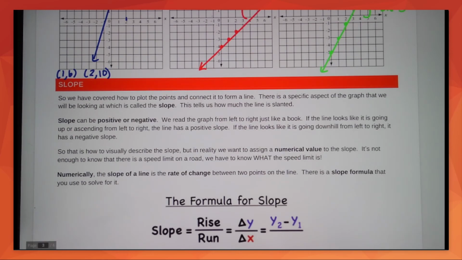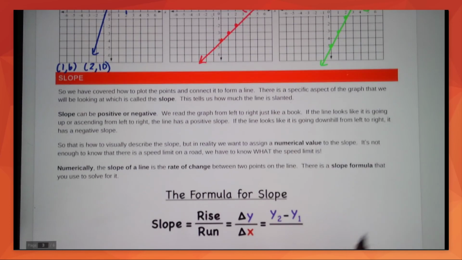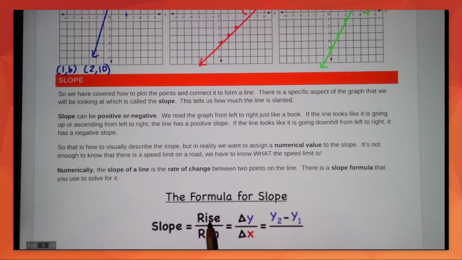So that's how you could visually describe what the slope looks like. But in reality, in algebra, we typically need to know what the numerical value of the slope is. And that's what we're talking about in this section here. There is a formula that you use to solve this. This is the formula for slope. The slope is rise divided by run.